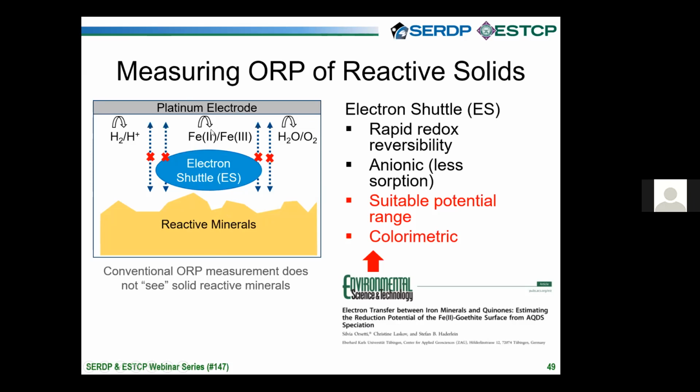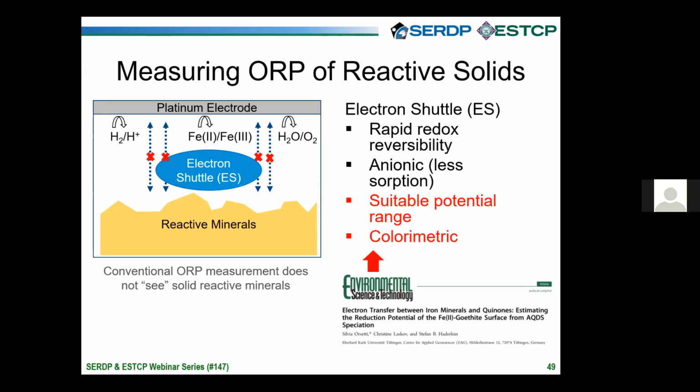The electrode will have no problem measuring the Electron Shuttle because it is soluble. But essentially, the Electron Shuttle serves as an interpreter to translate the mineral reduction potential to the electrode. So in order for the Electron Shuttle to work, its potential range also needs to match with the mineral reduction potential. So this is a very important concept I want you to remember. So I'll come back to this several times later throughout the presentation.